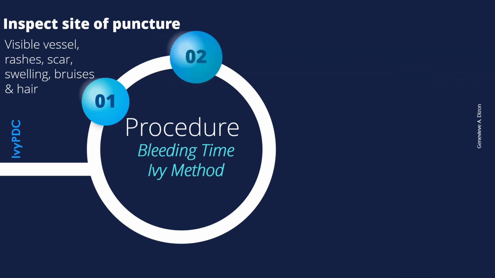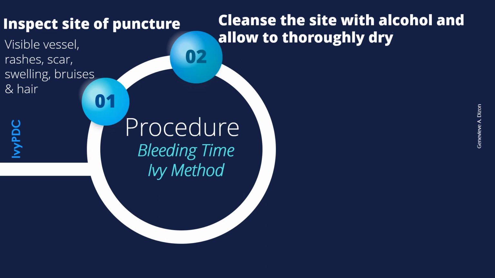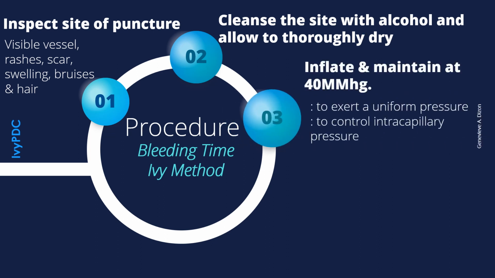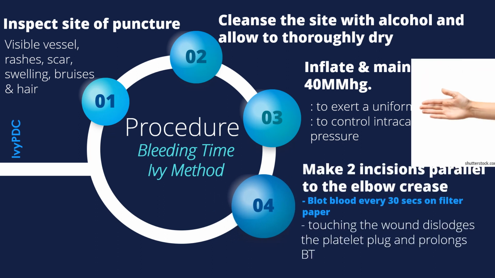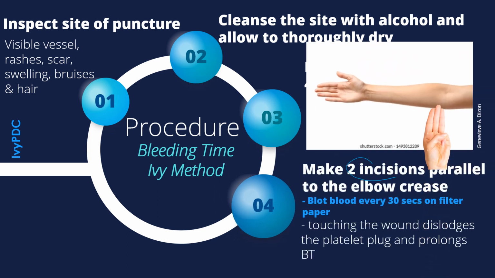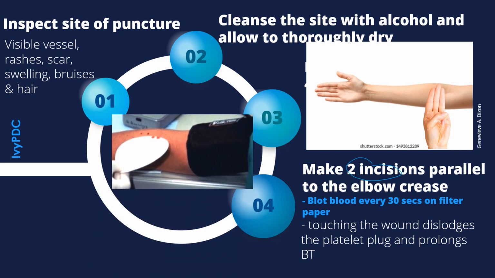The next step is to cleanse the area and to make sure that it has dried properly. Next step is to inflate the cuff to 40 millimeters of mercury, and this should be maintained in the succeeding steps. This is done to exert a uniform pressure and to control the intracapillary pressure. The next step is to make 2 incisions that are parallel to the elbow crease. The incisions should be aligned with the middle finger and below the crease by around 5 centimeters or 3 finger width.